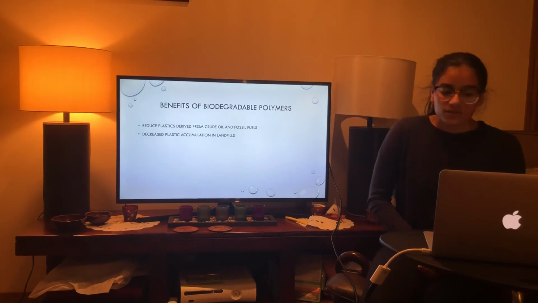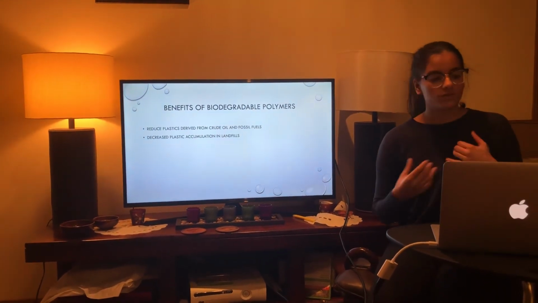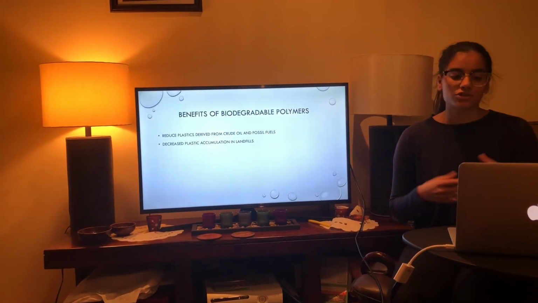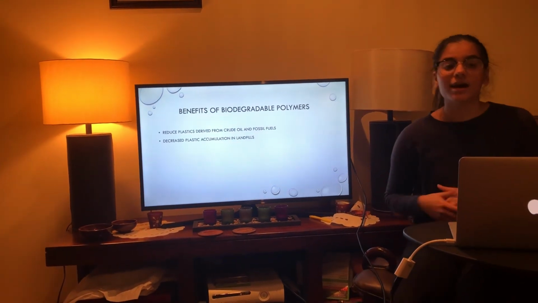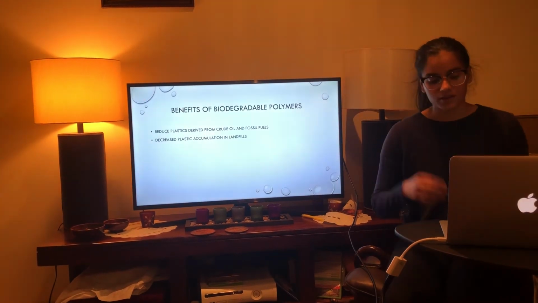So there are a lot of benefits of biodegradable polymers. You're reducing plastics derived from crude oil and fossil fuels, and decreasing plastic accumulation in landfills. And even though there are not a lot of them here and they're not very accessible right now, they will be, and it's the future of green chemistry and a green environment.